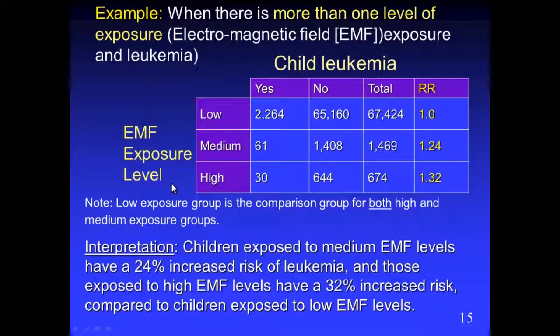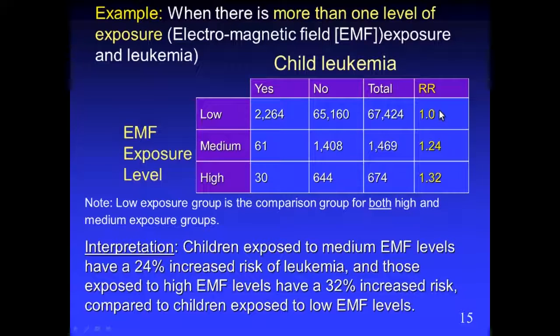But here's some data from a study, and it shows children who have low exposure, children who have medium exposure, and high exposure. Now, everybody has some exposure, so you can't have an unexposed group. So the low exposed group becomes the reference category, and so of course by definition it has a relative risk of 1. Then we show data for the medium exposed children, and we can see the relative risk there is 1.24, and in the high group 1.32.